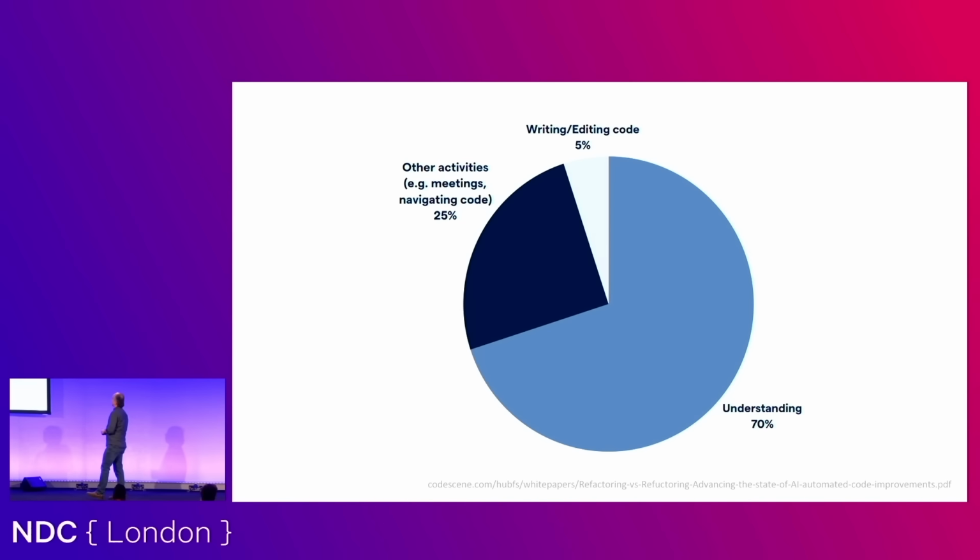How much of a developer's time is spent on actually writing and editing code? Notice where our tools are targeted. That little 5% there. Don't lose that 5%, it's fun.